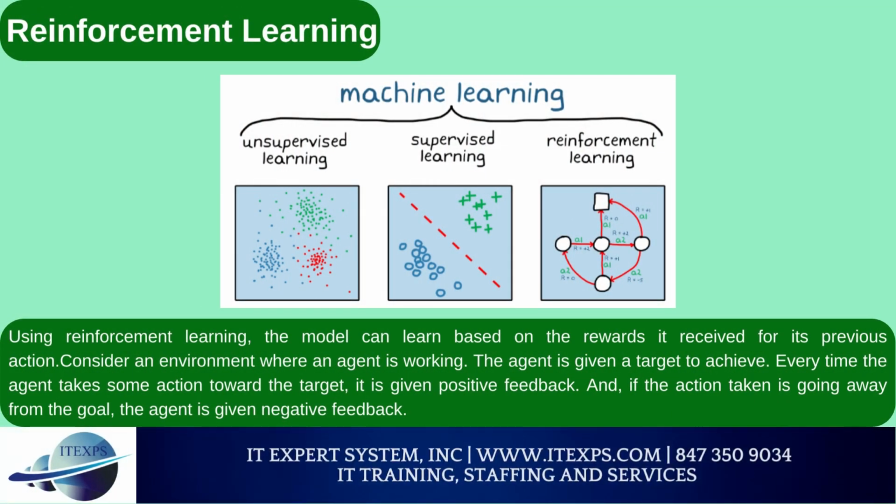Reinforcement learning. Using reinforcement learning, the model can learn based on the rewards it received for its previous action. Consider an environment where an agent is working. The agent is given a target to achieve. Every time the agent takes some action toward the target, it is given positive feedback. And, if the action taken is going away from the goal, the agent is given negative feedback.